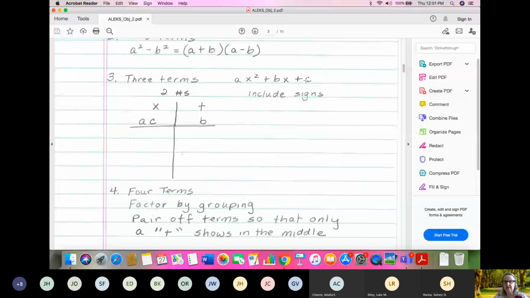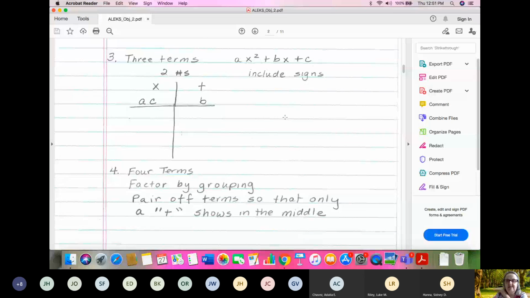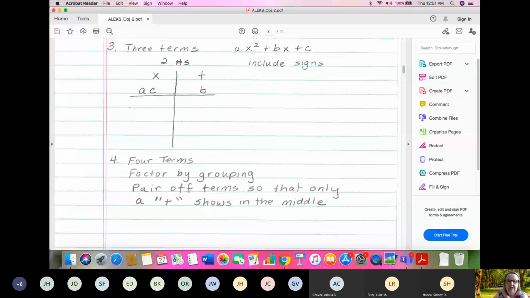And you can include the signs. So for instance, you include negatives if you have a negative. So we'll see some more examples of that. It's really difficult to write out. It gets very wordy if I try to write out a complete process there in words, and I don't really want to do that. For four terms, factor by grouping, pair off terms so that only a plus sign shows in the middle. And by pair, I mean have two together in one set of parentheses and have the other two together in the other set of parentheses, and you have a plus sign showing in the middle.